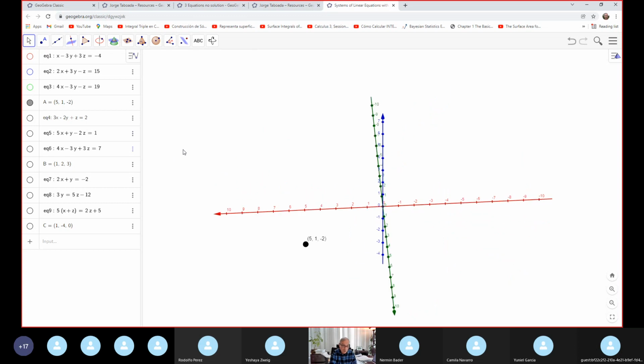That point is (5, 1, -2). We get this answer in the problem. I don't remember, let me see in the paper. Yeah, 5, 1, -2.